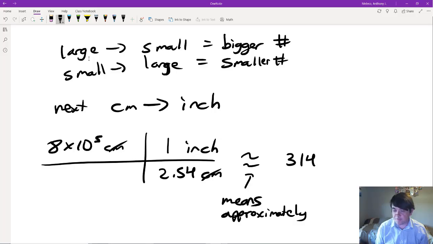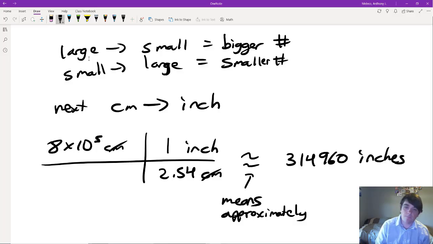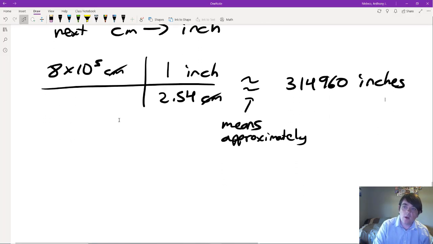But this is 314,960 inches. Okay. And again, a weird conversion like this, you would be given on an exam. But any of the other conversions, like meters to kilometers, you would need to know. So now the next one is inches to feet.